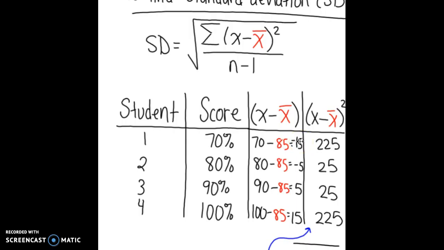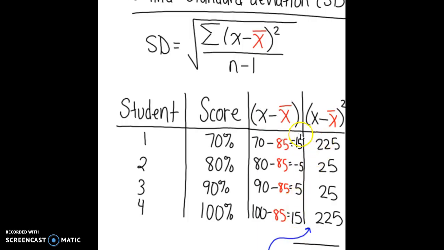I have to do the same thing for the second student now. Student number 2 scored an 80%, so I take the 80% minus the average, and that gives me a negative 5. And I do that for student 3, and I do that for student 4. All I've done is take X minus the average for each one of these, and I get these numbers at the end.